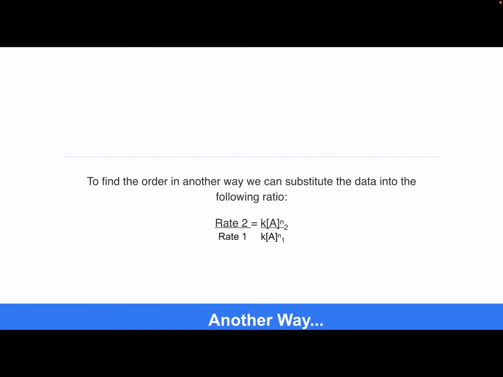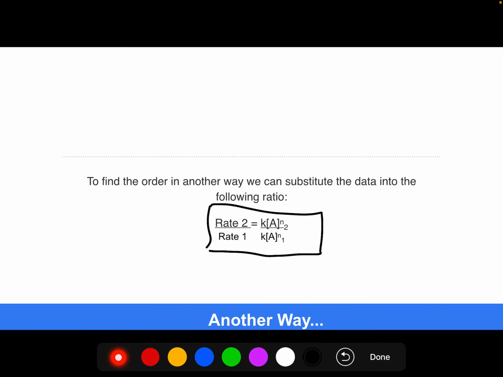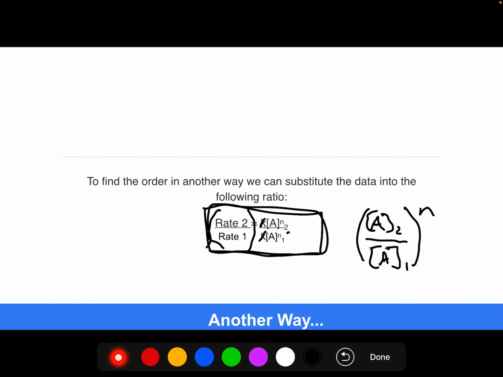If you don't notice the pattern, then you're going to have to do something like this. So you'll take one rate divided by the other, and you just set up the rate law. You actually take the rate law of one divided by the rate law of the other, and the rate constants are going to cancel because it's the same reaction. You'll get a number here for the rate divided by the rate, and then this right here you can actually set up to be the concentration of A at concentration 2 over A at concentration 1, and then raise that to the n.